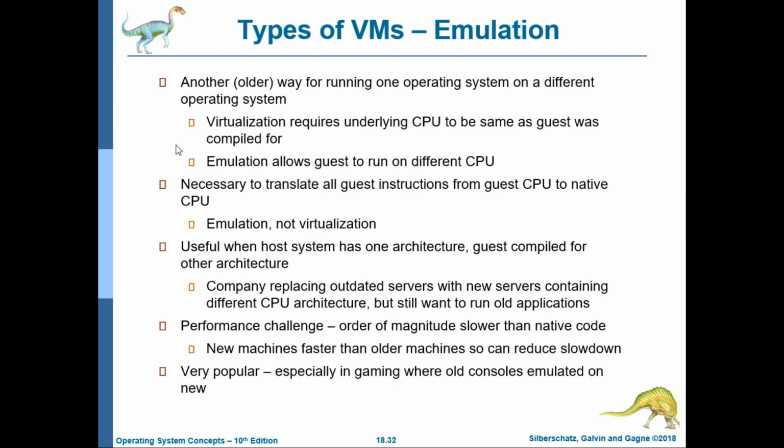So another type of VM is emulation. This is an older way of running one operating system on a different operating system. Virtualization requires the underlying CPU to be the same as the one the guest was compiled for. So that is the characteristic of virtualization, while emulation allows guests to run on a different CPU.